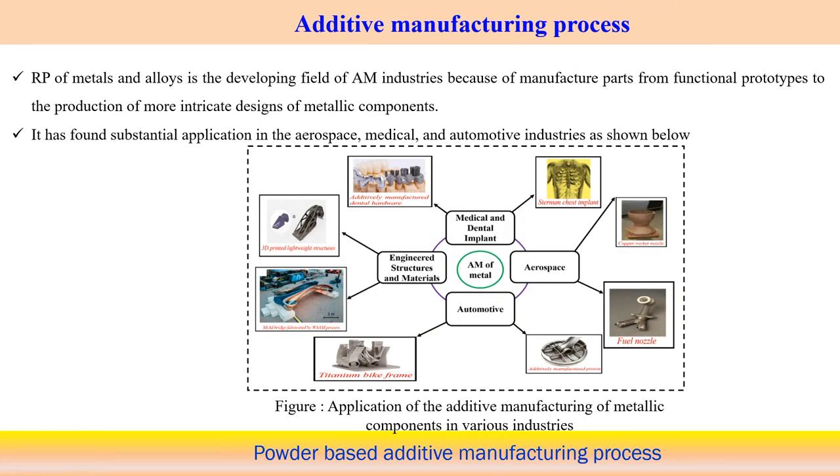Now rapid prototyping or additive manufacturing of metals and alloys is a developing field of the additive manufacturing industry. It is still evolving, and lots of products have been developed and are still being developed, and at the same time we can utilize it further to create functional parts using additive manufacturing systems.